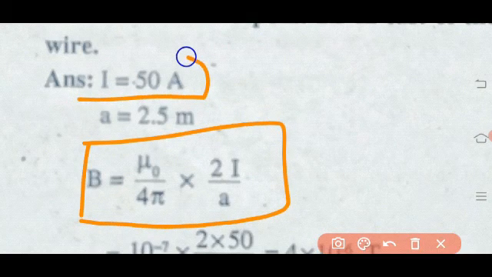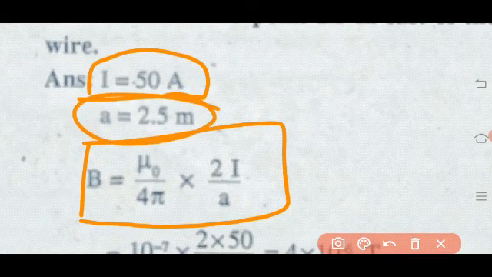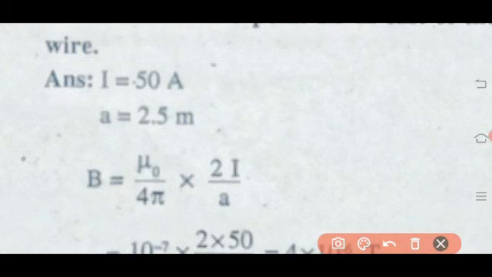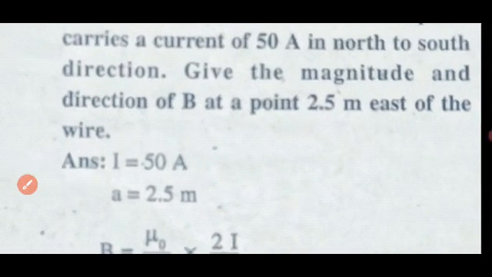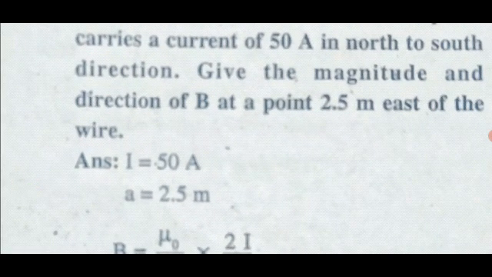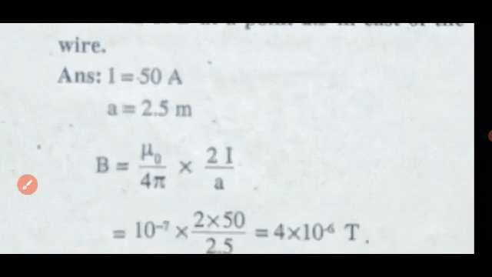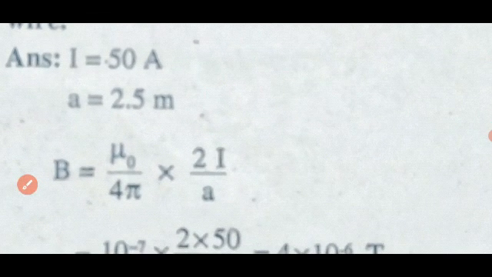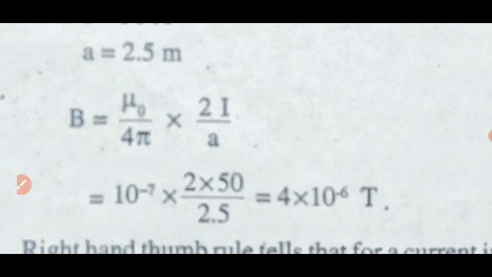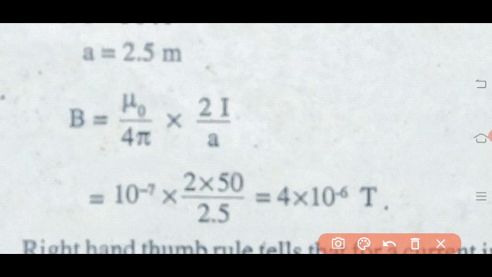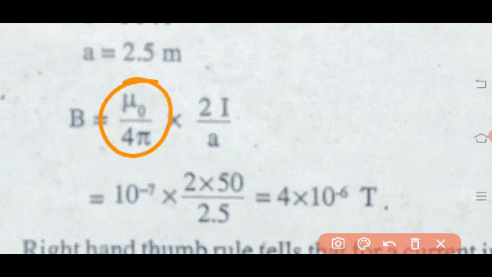The current is given, that is 50 amps. Then the radius is given, that is 2.5 meter. It is given in terms of meter only, so no need of conversion. So just substitute. This is a direct substitution, a direct question. So just substitute mu naught by 4 pi.